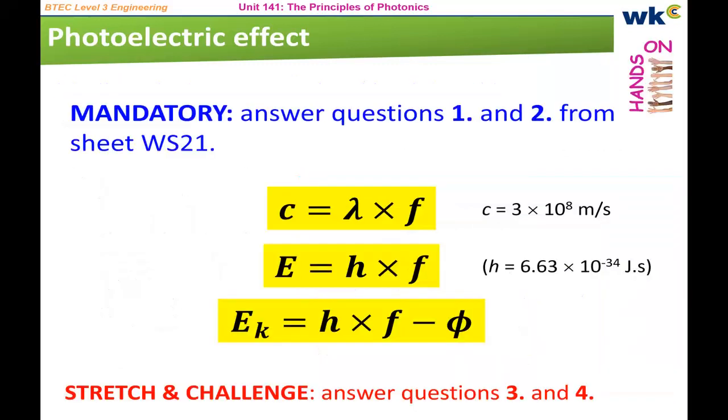Okay, so I hope you've understood this because you have to explain a few of these things in task B12. As a preparation, I'll ask you to answer questions 1 and 2 from the worksheet. You've also got 2 questions in the stretch and challenge section. They focus on the photoelectric effect and its explanation.